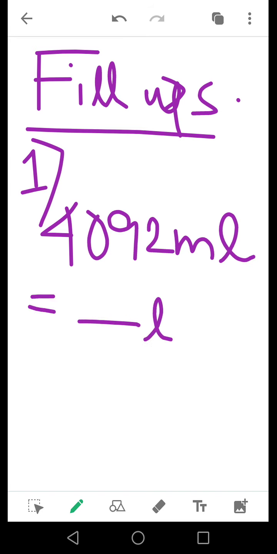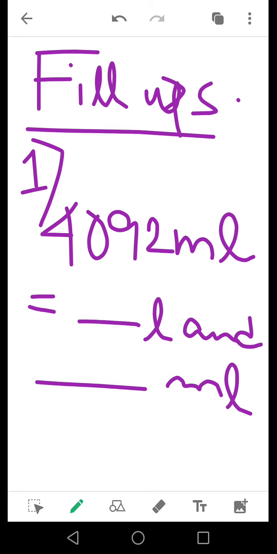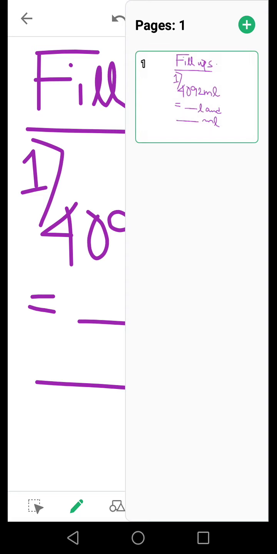4092 ml = ___ L and ___ ml. Moving to the next part.